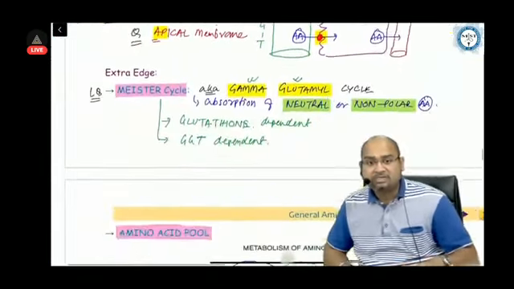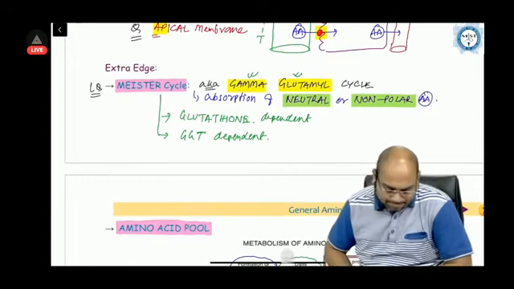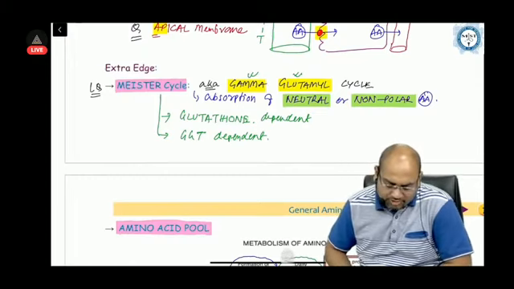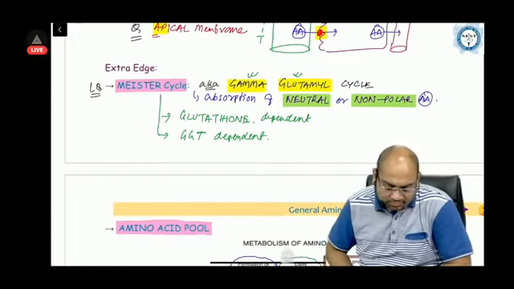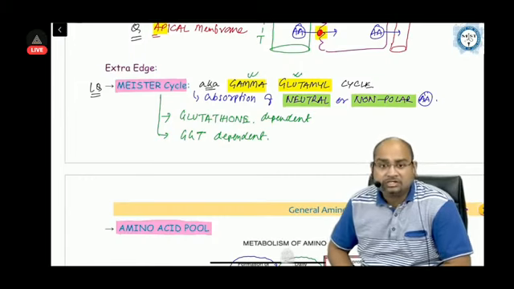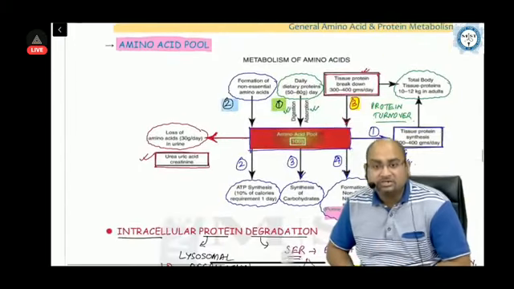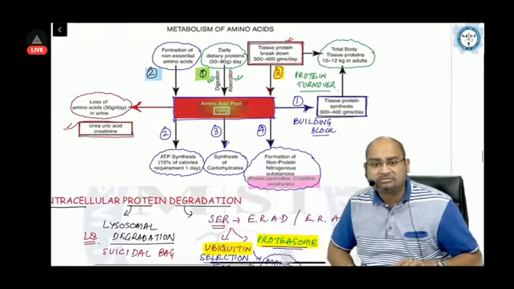Please remember the gamma glutamyl cycle, for absorption of neutral or non-polar amino acids, glutathione dependent, GGT dependent. Neutral or non-polar amino acid. Amino acid pool is a conceptual point. Hope you guys remember this point better.